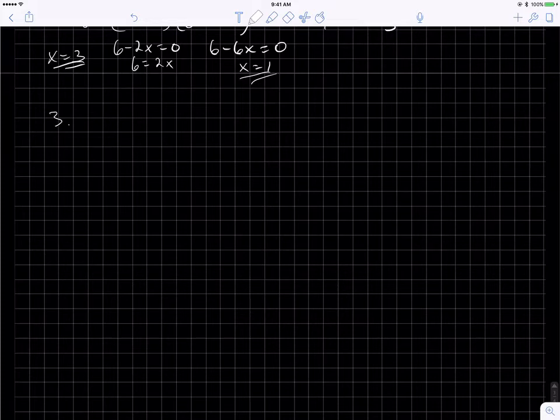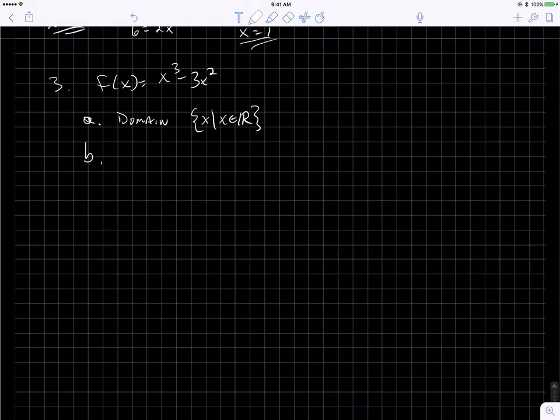Number 3, sketch the graph of f of x equals x cubed minus 3x squared using calculus. The domain is all x such that x is an element of the reals, all numbers. You can say it however you like.